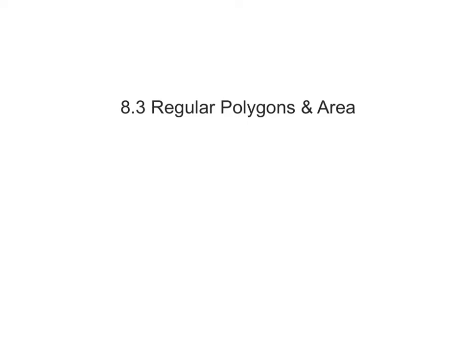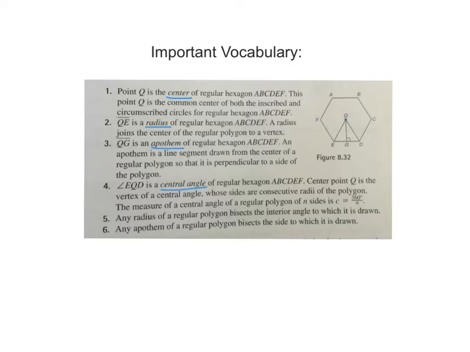All right, this is 8.3, regular polygons and their areas. Okay, so here's some important vocabulary. We've already talked about that point Q is the center of a regular hexagon. So a center is just that point, just like a circle, that's right in the middle.